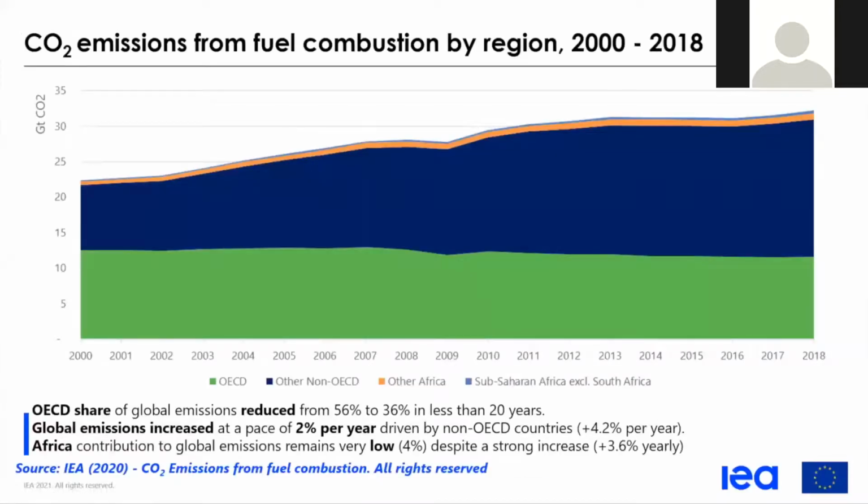This chart represents the global CO2 emissions from fuel combustion. The share of the OECD countries in global emissions has decreased from over 55% to around 35% in less than 20 years. However, the global emissions have increased at a pace of around 2% per year, mostly driven by the emission growth in the non-OECD countries. The small blue line on top represents the sub-Saharan Africa emissions, excluding South Africa, and the orange line represents the other African countries. Despite a strong increase in the past 20 years, they correspond to only 4% of the global CO2 emissions, while representing about 15% of the global population.